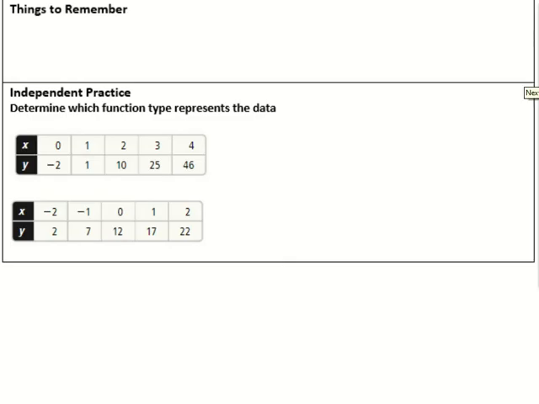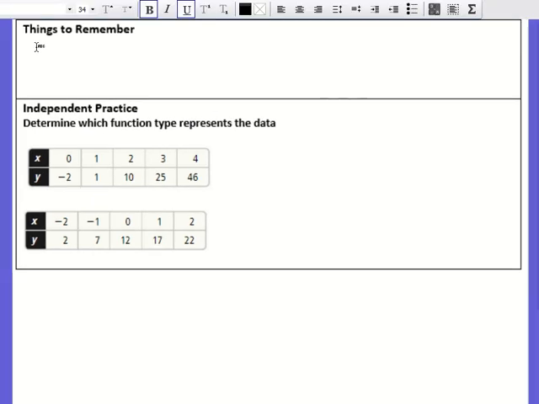All right, so the main things to remember: our first difference constant will be linear. Our second difference constant will be quadratic. And our ratio of our y being constant will be exponential. And I know I just said it all, but I'm going to type it all right here in a second.